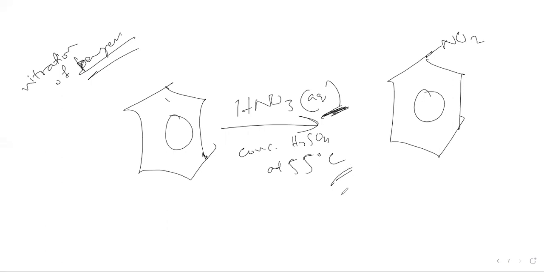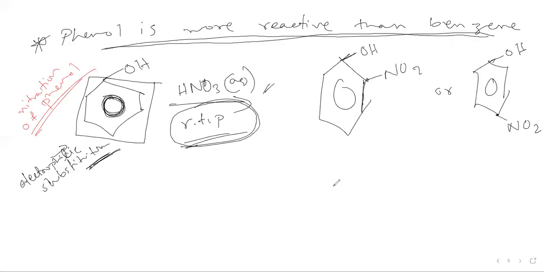So that means the temperature needed to be increased, because at room temperature benzene is less reactive. But at room temperature, phenol is so reactive that it reacts without any further conditions. Now, how did benzene participate in the nitration reaction? Sorry, not phenol, the nitration reaction.